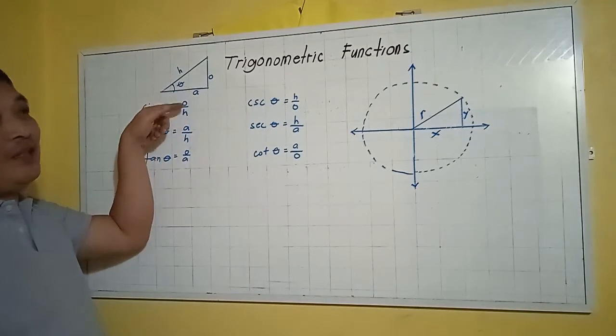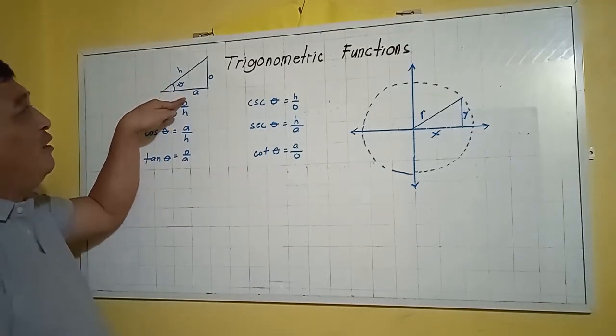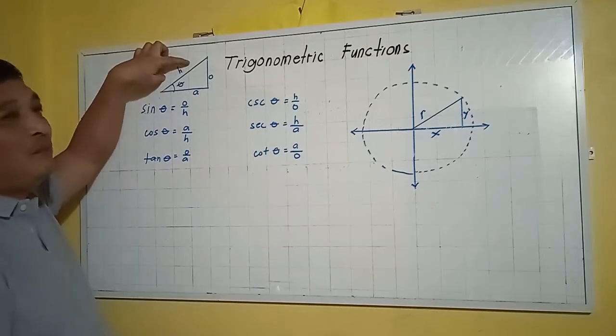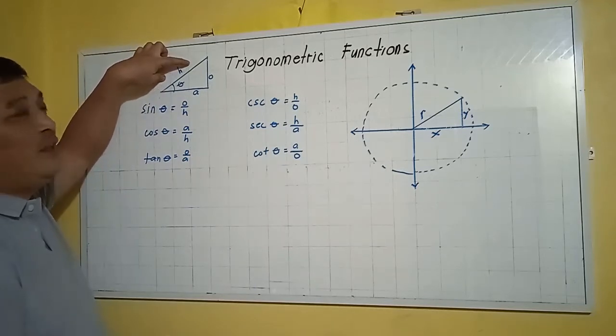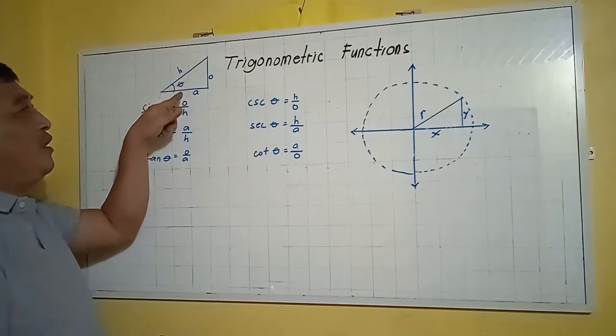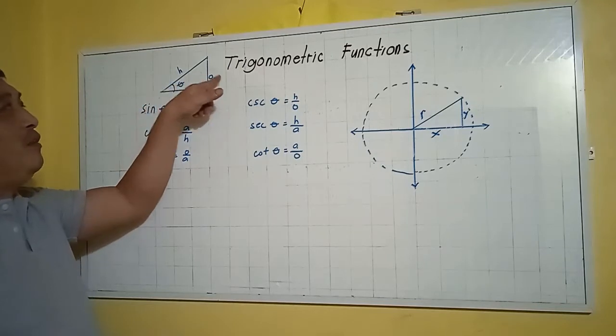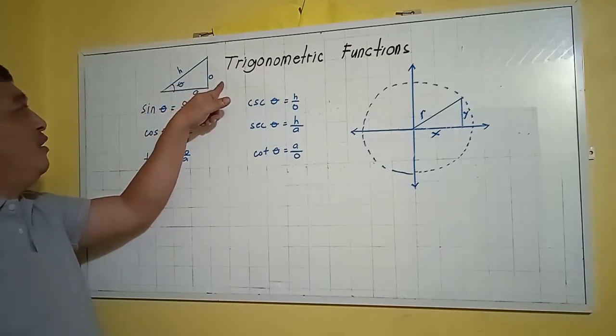Yung sides na katabi niya, we call it the longer side and the smaller side. Yung mas malaking side, we can call it hypotenuse h. And the shorter one na katabi ng theta, this is the adjacent. So yung katapat niya, we call it the opposite side.